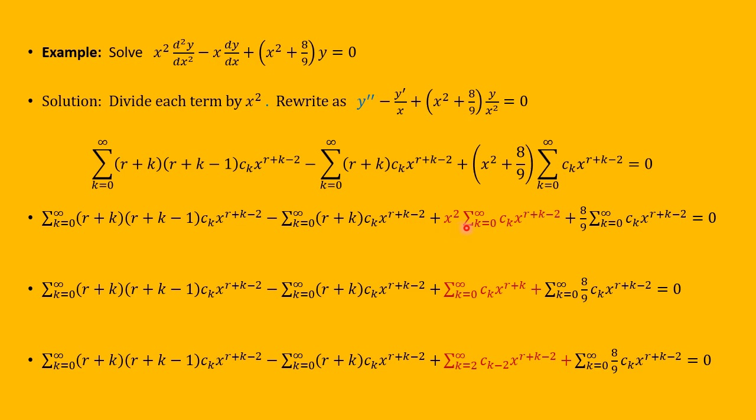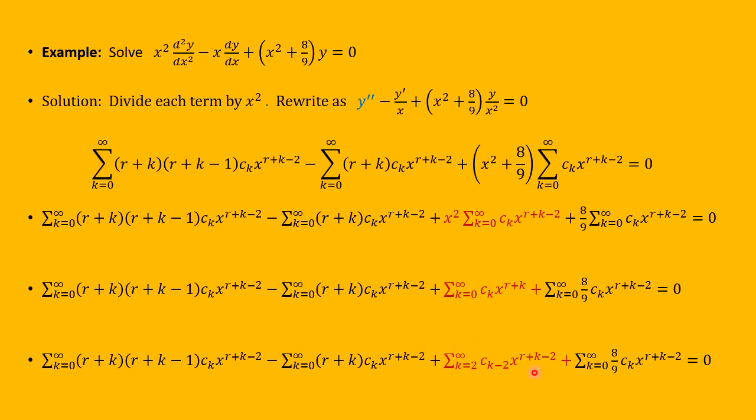We have x squared times the sum of this stuff times x to the r plus k minus 2. If we multiply x squared times x to the r plus k minus 2, that just becomes x to the r plus k. This term over here, this infinite series, is the same as what we have here. So now let's go down to this last line. This series is the same as this one. This series is the same as this one.